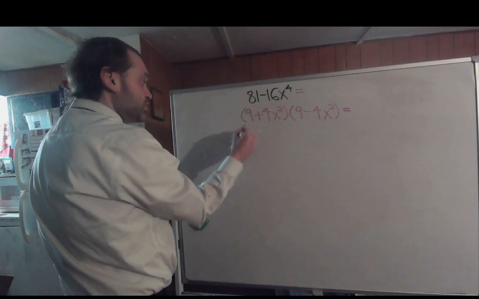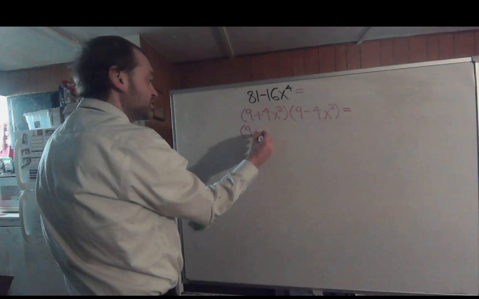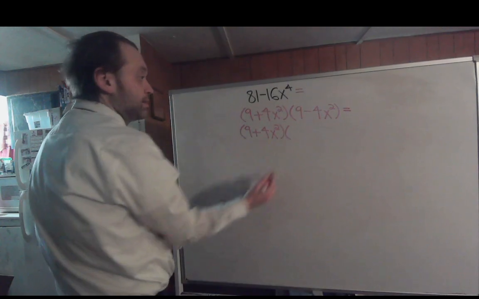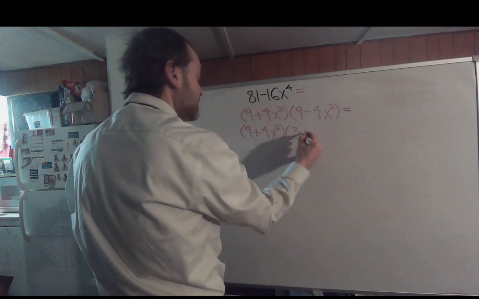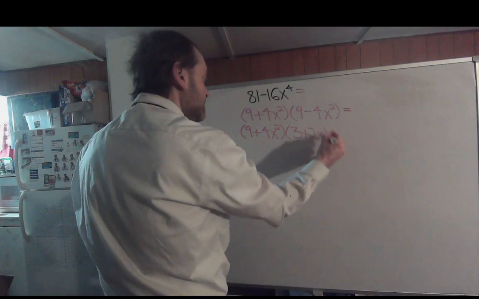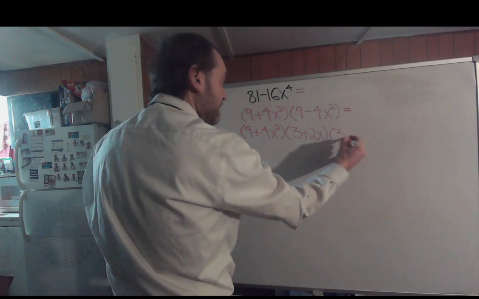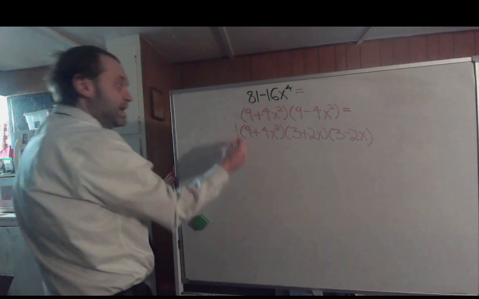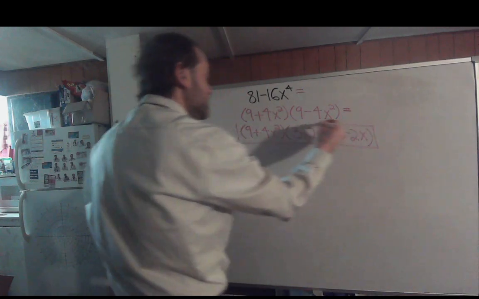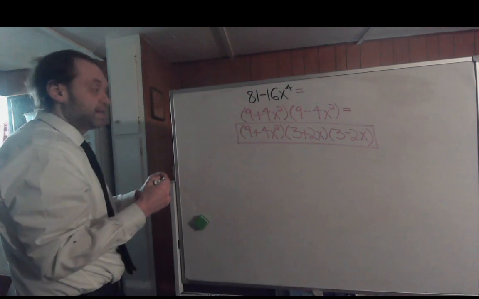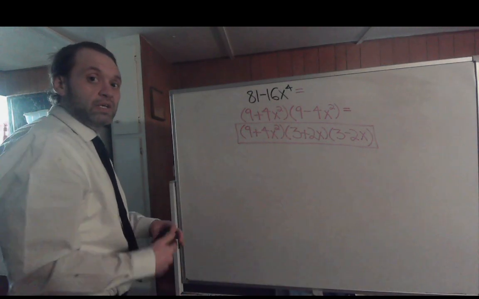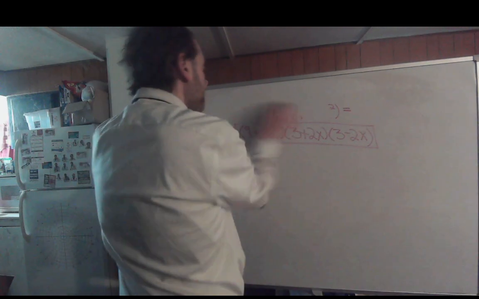So what you should get is 9 plus 4x squared, that quantity times 3 plus 2x times the quantity of 3 minus 2x. All these 3 factors would be the complete factorization of 81 minus 16x to the fourth. I have about 2 more.